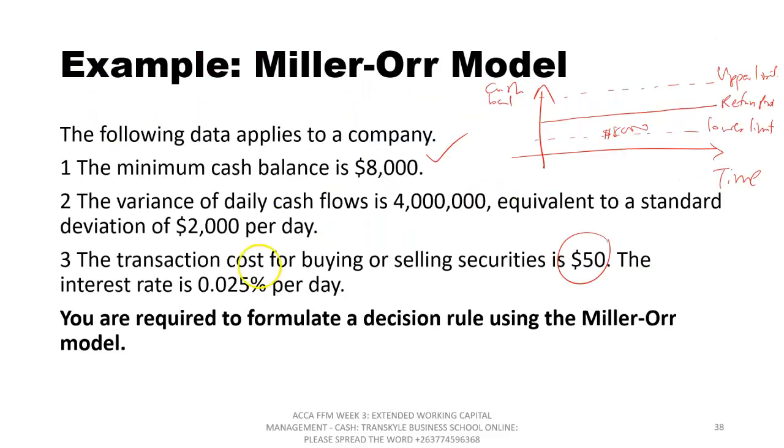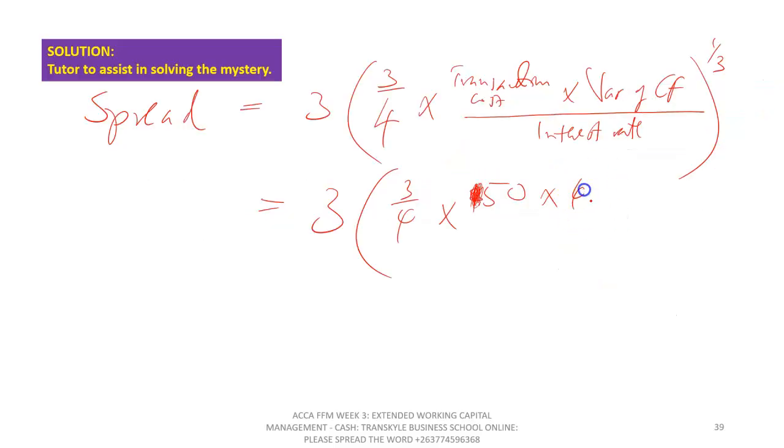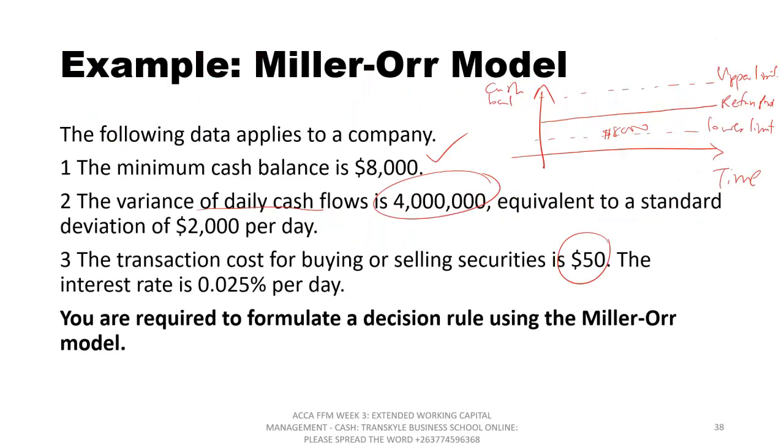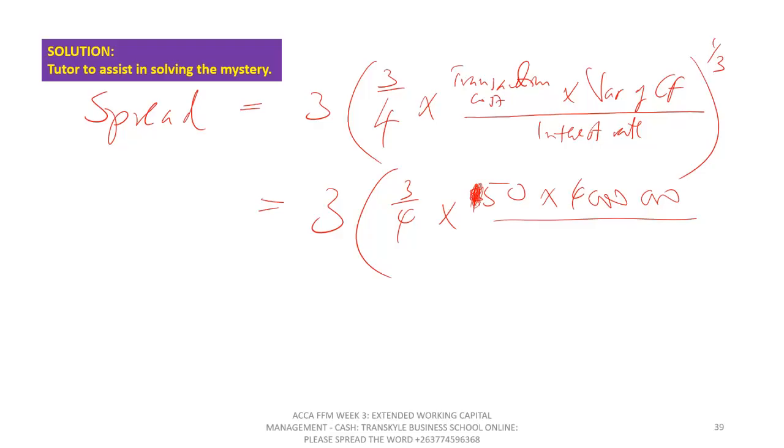So the daily variance was 4 million. So 4 million, this figure divided by the interest rate in the question. What was the interest rate? Interest rate per day was 0.025%. Okay, that was per day. And you need to put that one into decimal for ease of computation.